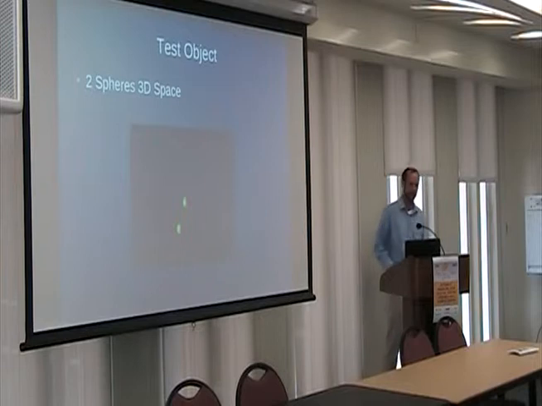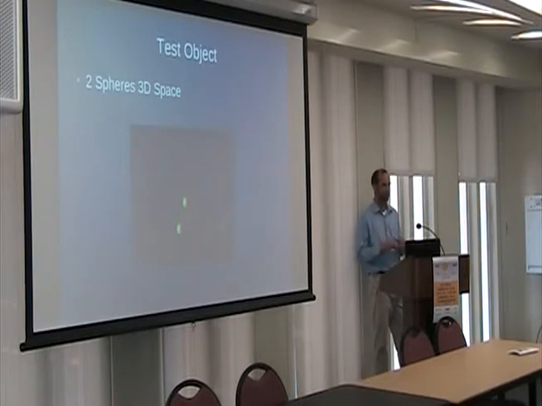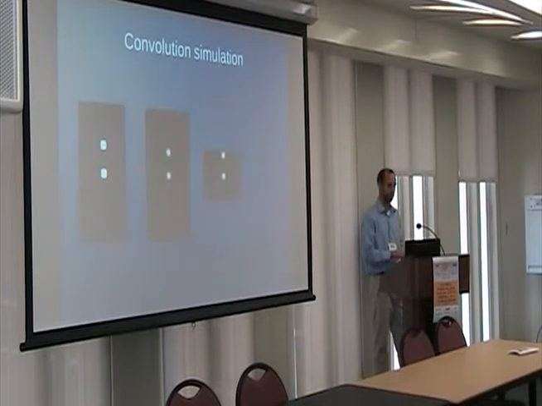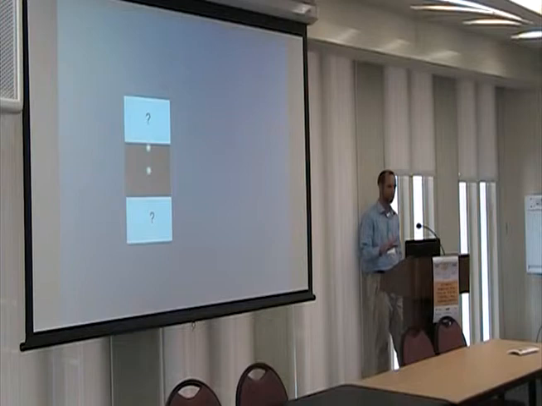So what I did is I ran this simulation. It was just a test object. It was 2 spheres in space. So you run your program. The program simulates what happens in the microscope. It makes the spheres fuzzy. Then you run your deconvolution.